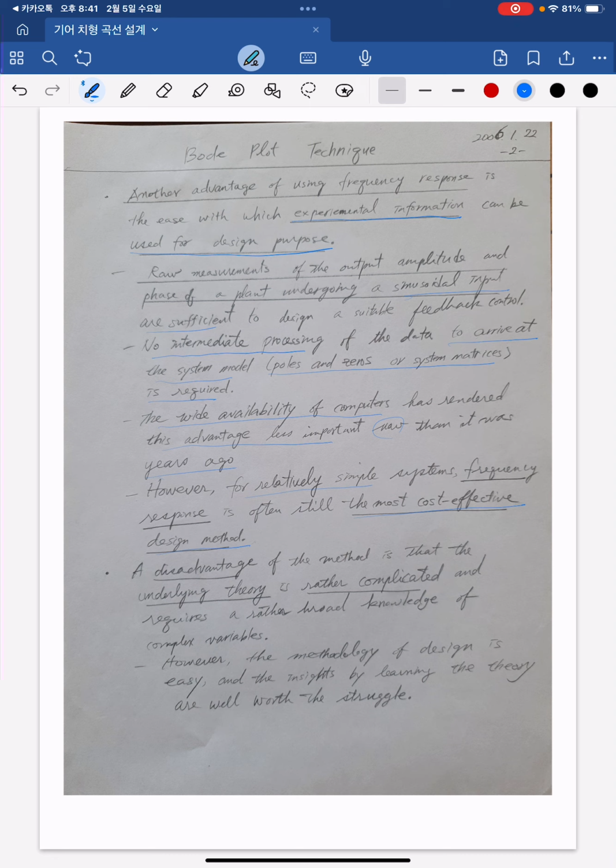A disadvantage of the method is that the underlying theory is rather complicated and requires a rather broad knowledge of complex variables. However, the methodology of design is easy, and the insights gained by running the theory are well worth the struggle.